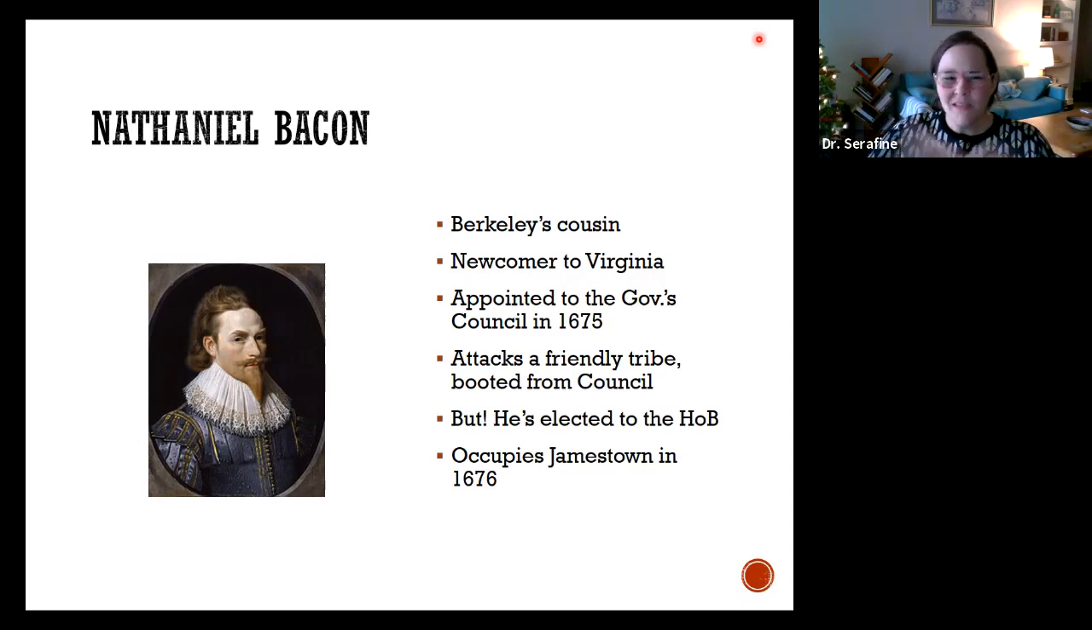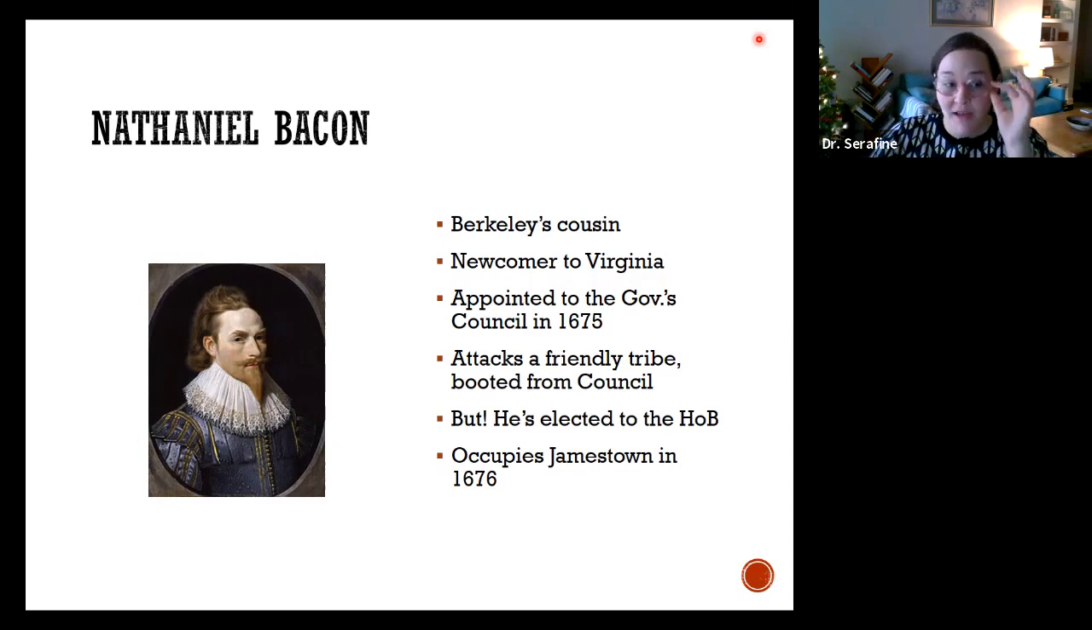But because of this widespread discontent, Nathaniel Bacon, after being booted from the governor's council because of what he did, is elected into the House of Burgesses, that elected assembly. And there he amasses a militia of fellow wealthy men who are not in the governor's circle, but also indentures, ex-indentures, even some enslaved Virginians join for their own reasons. Now, Bacon isn't saying, I'm going to end slavery, I'm going to end indenture. He's just saying, let's push these Native Americans out and let's get Berkeley out of here. But these other groups see that as an opportunity to get their own results.